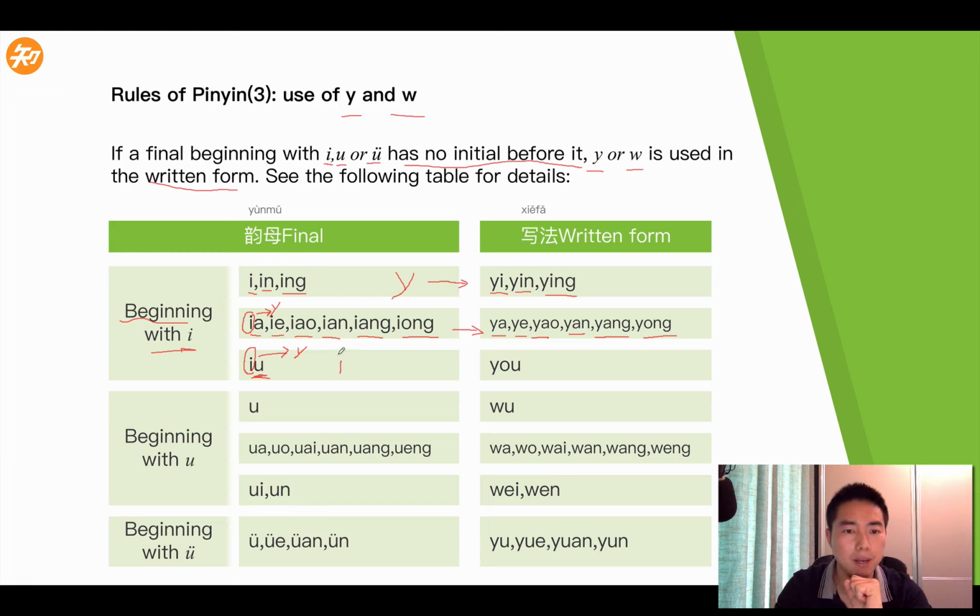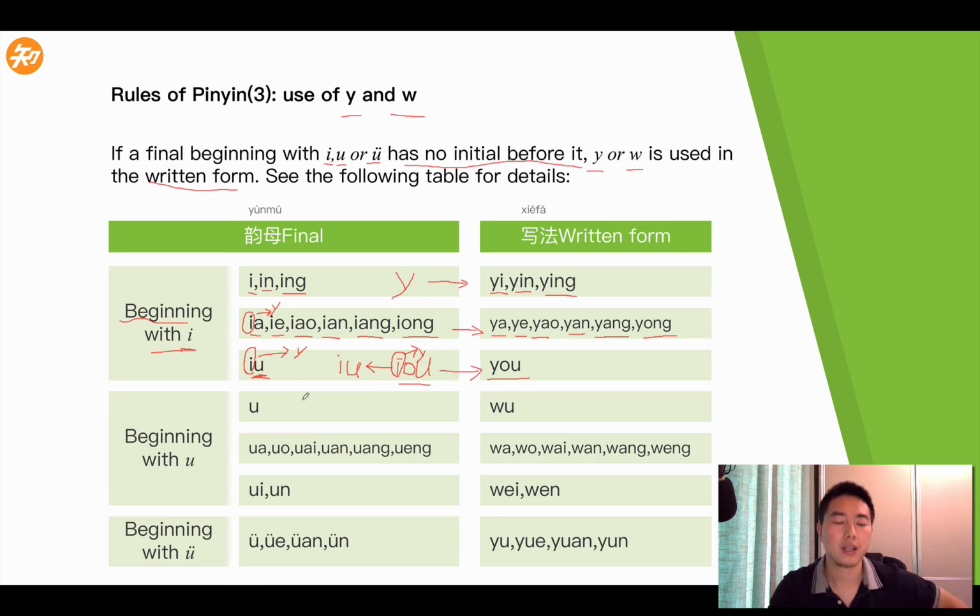If you remember, this you actually is transformed from this iou, right? So firstly, we make this back into the original form, then we change this i into the initial Y, so it becomes like this. This is you.